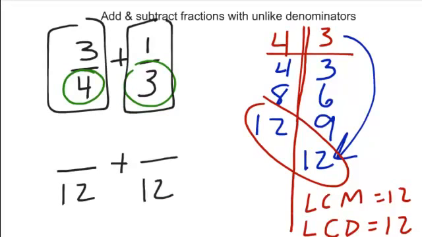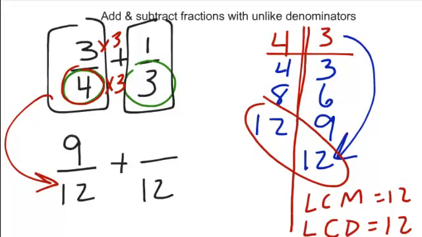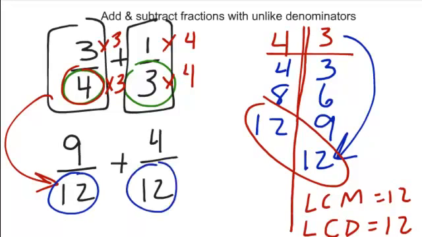And we're going to ask ourselves, well, what times this 4 gives me this 12? And I know that 4 times 3 will give us 12. So what we do to the bottom, we do to the top. So 3 times 3 will give us the number that goes on the top for the numerator. Now we do the same thing to the other fraction. So we ask ourselves, 3 times what gives me 12, and I know the answer to that is going to be 4. So what I do to the bottom, I do to the top, and 1 times 4 gives me 4. Now I can add these two fractions because I have a common denominator amongst the two fractions.